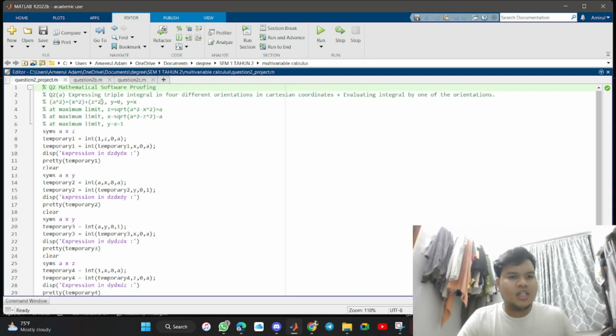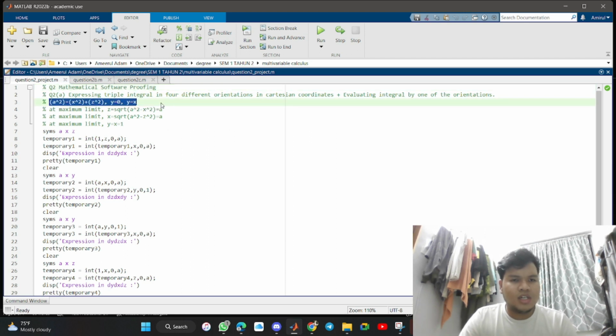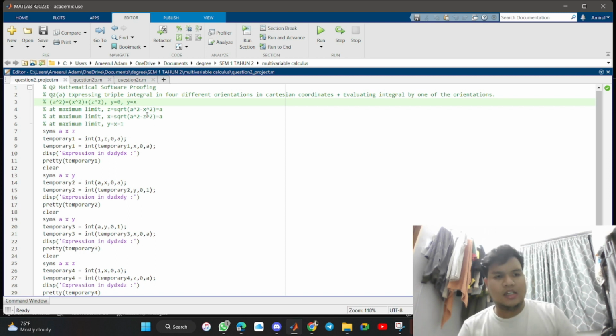For the first question here, we will use the code. We put the equation here, and we put the maximum limit z equal to the square root of a power of 2 minus x power of 2, and then equal to a. Same goes to the second one, x equal to the square root of a power of 2 minus z power of 2, equal to a. And then the next one is y equal x, and then x equal 1.